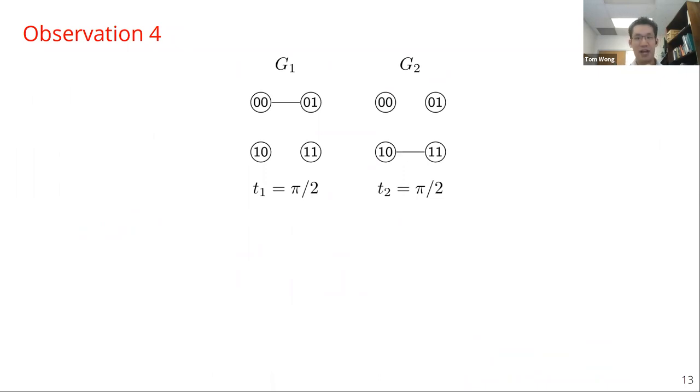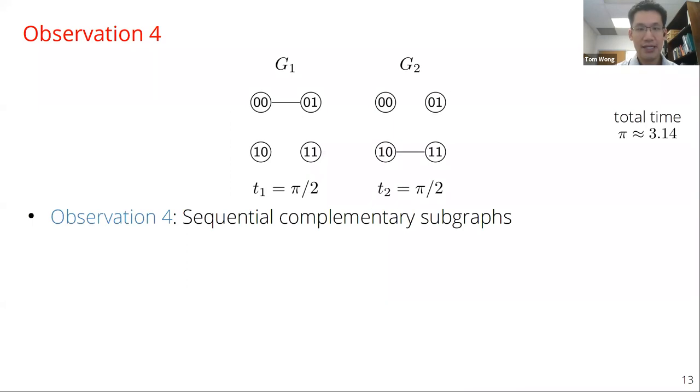Here's a dynamic graph of 2 graphs. And the total evolution time of this is just going to be π, right? π over 2 plus π over 2. One of the interesting things here is that you'll notice that graph G2 is a subgraph of the complement of G1. Basically, if you look here at G2, you see how there's an edge on vertices 1, 0 and 1, 1. If you look over here, 1, 0 and 1, 1 don't have any edges at all, or self-loops. So that's what we mean by this.